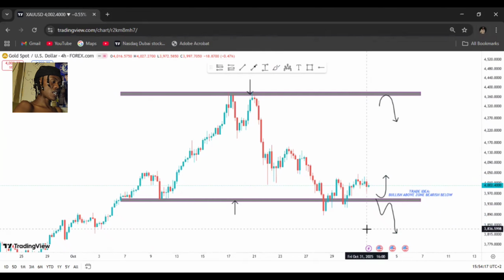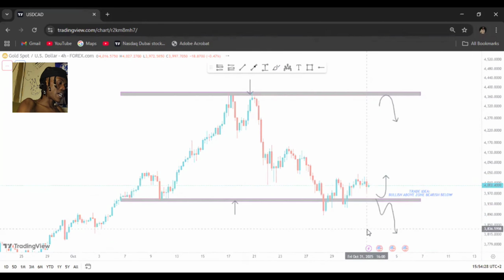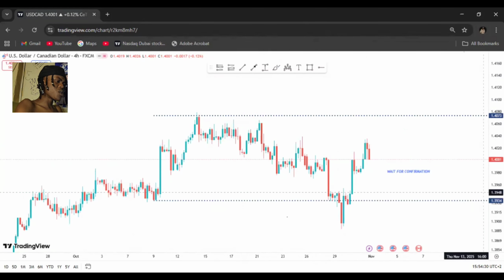Nothing more, nothing less, just keeping it simple. If price trades above our zone, we look for those moves to the upside. But if price gives us a violation of that zone, then we're going to look for those moves to the downside. But without further ado, last but not least, we have USDCAD.